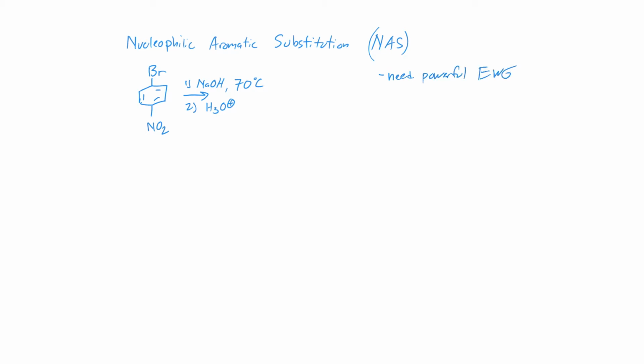And by powerful, I mean one that can actually accommodate a lone pair of electrons, not like bromine or chlorine, which is simply an electron withdrawing group via induction. We need something that can accommodate electrons via resonance. We also need a good leaving group on the ring.